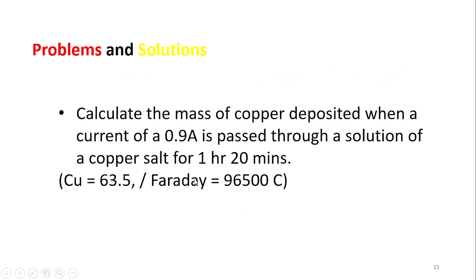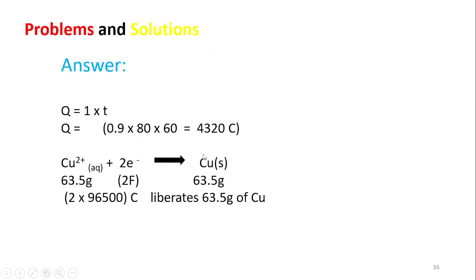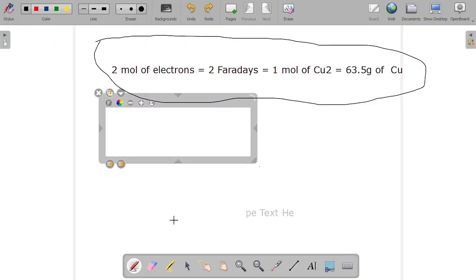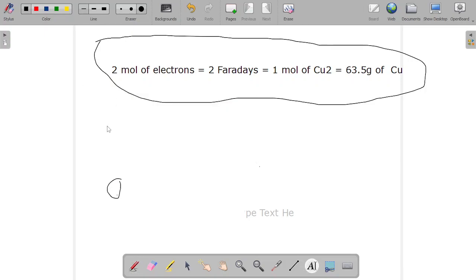Since we have this here, we can get the quantity of electricity by making use of the formula Q is equal to IT. When Q is equal to IT, then Q is equal to 0.9 times 80 times 60, which is equal to 4320 coulombs. We have Q here as 4320 coulombs.